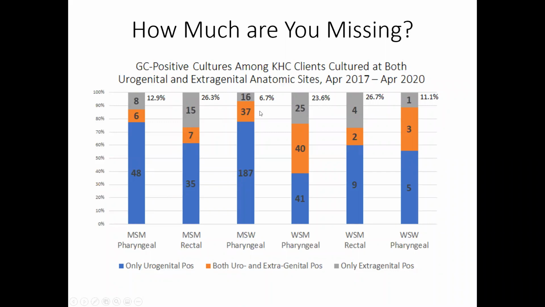But even in men who have sex with women and women who have sex with men, you can actually see in women who have sex with men, both pharyngeal and rectal screening, that a quarter of gonorrhea cases would have been missed if extragenital screening was not performed.